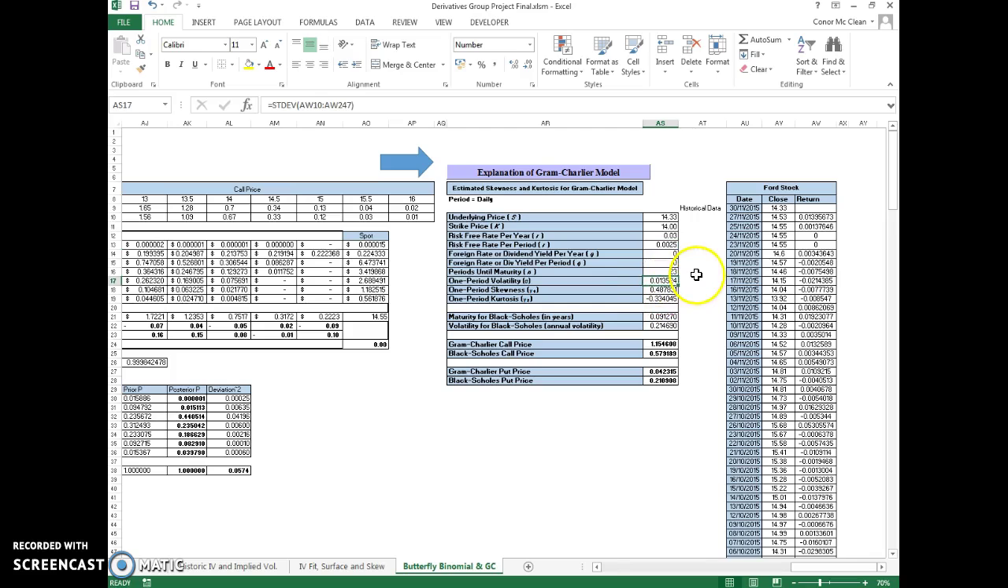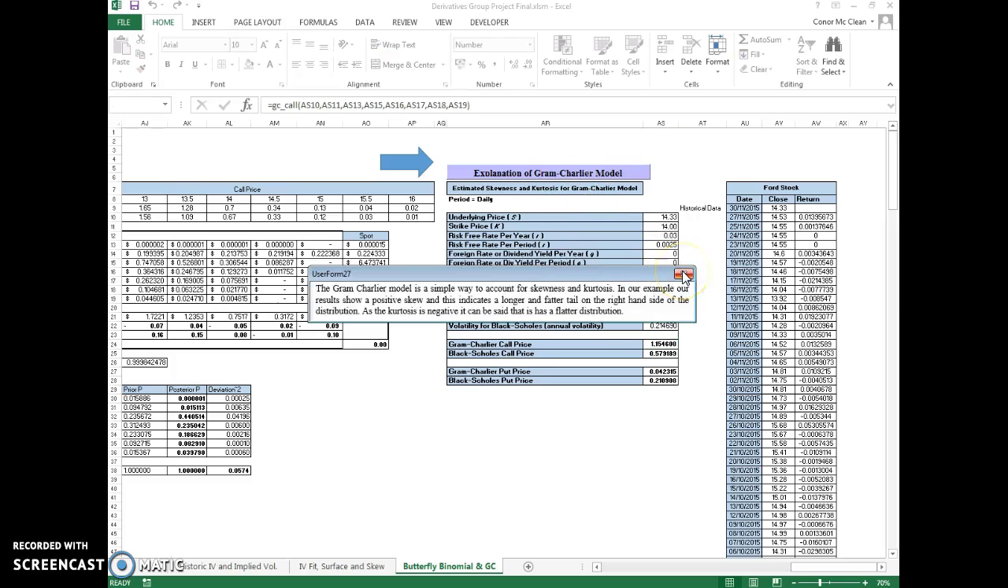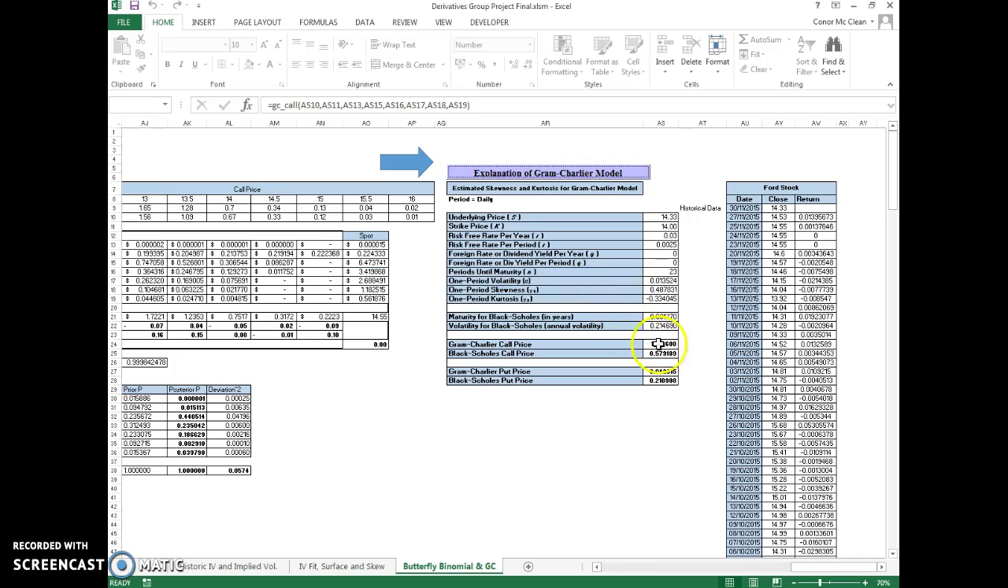And we used functions in VBA to calculate the volatility, the skewness, and the kurtosis. And then from that we're able to input the Gram-Charlier call into VBA to give us our call price. And then this can be all explained in here, where we can see that the Gram-Charlier call is higher than the Black-Scholes call, and this is due to the positive skew and also the negative kurtosis.